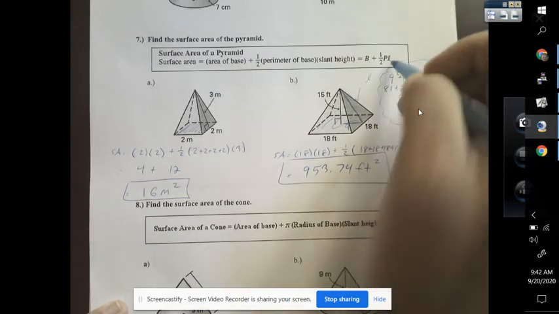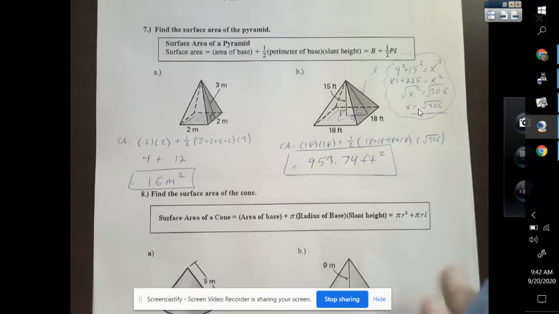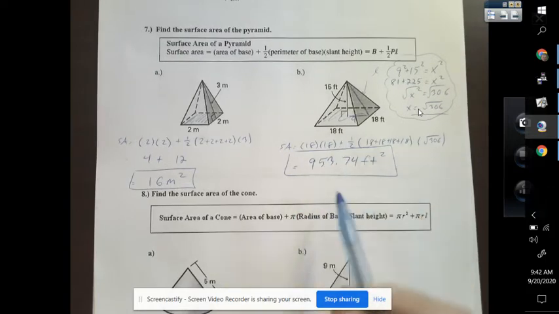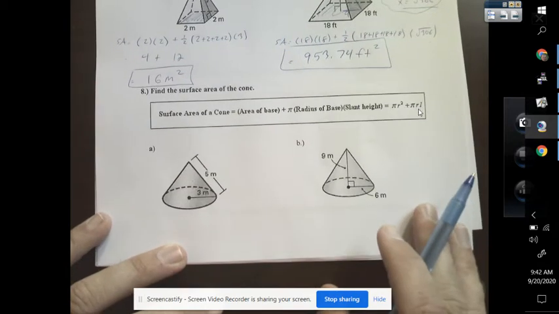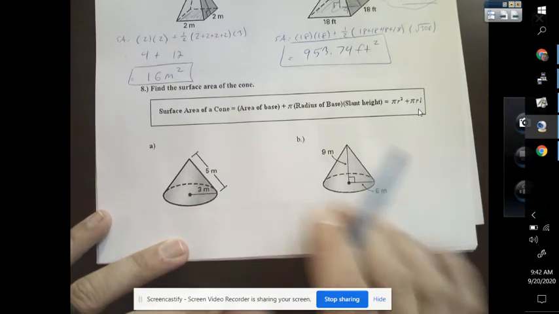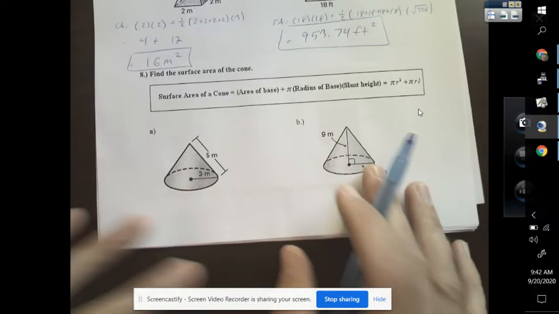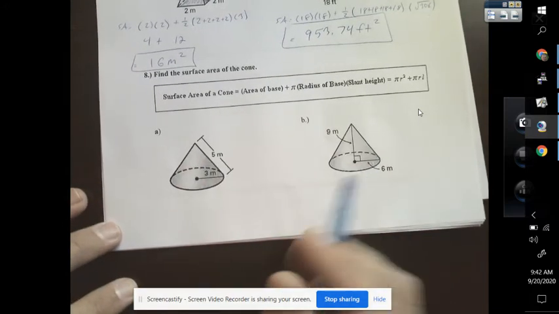I like to put little thought bubbles around my slant height. So if you can hang with me on this one, you can hang with me on any one. Good stuff. Surface area of a cone, I think, is much easier. I always like working with circles. I always feel like I'm going round and round, but in a good way.